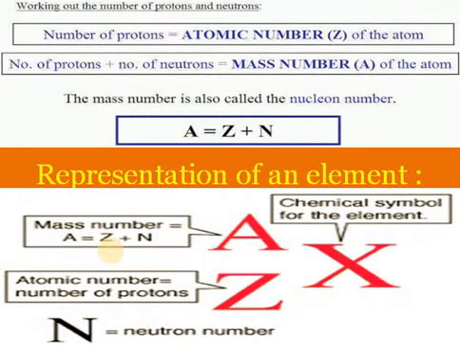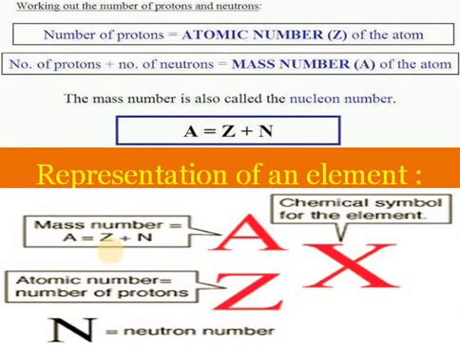So the number of protons is equal to the atomic number, and the sum of the number of protons and the number of neutrons is equivalent to the mass number. You can calculate the mass number of an atom simply by A equals Z plus N, where Z is the atomic number and N is the number of neutrons present in that atom.